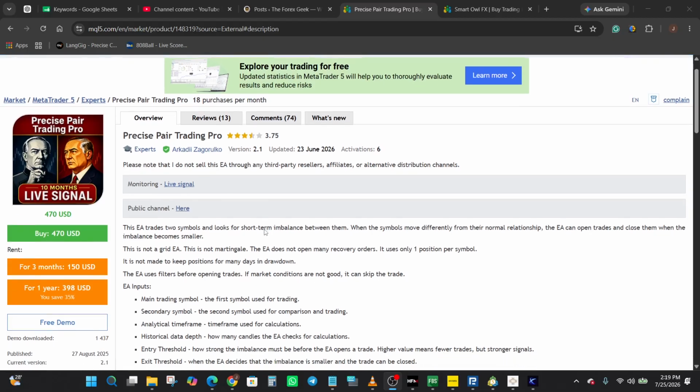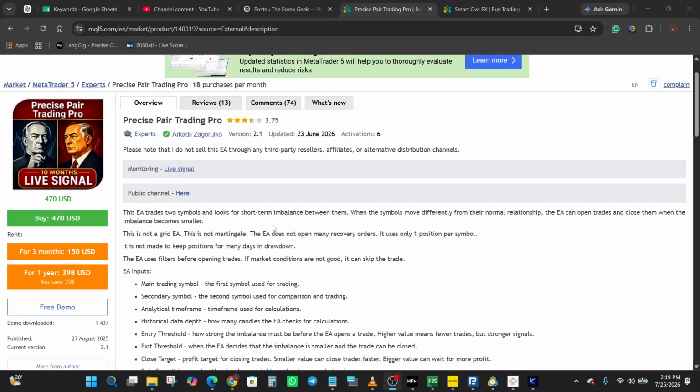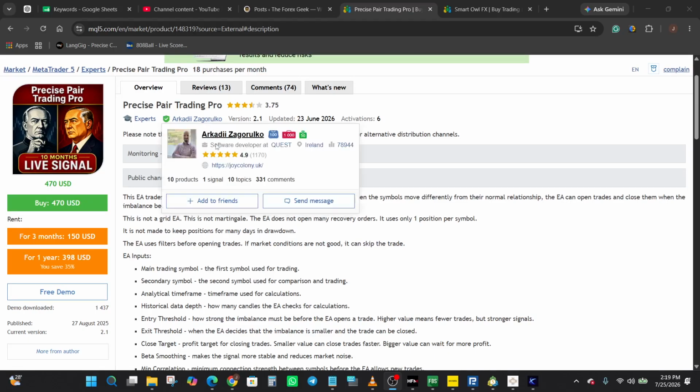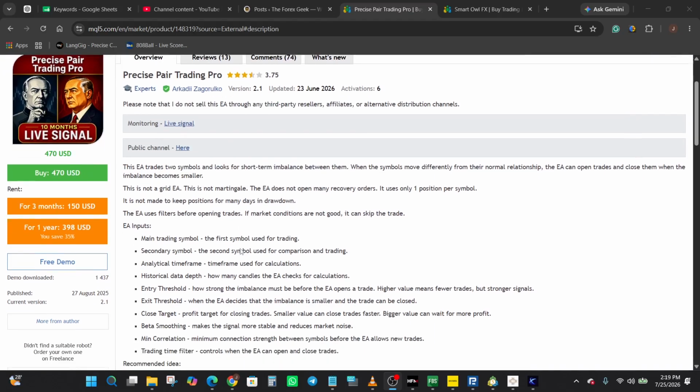Let's talk about the platform compatibility. This is precisely Precise Pair Trading Pro for MT5. So we are strictly in MetaTrader 5 territory here. Now, let's just quickly walk through the marketplace page from the top.